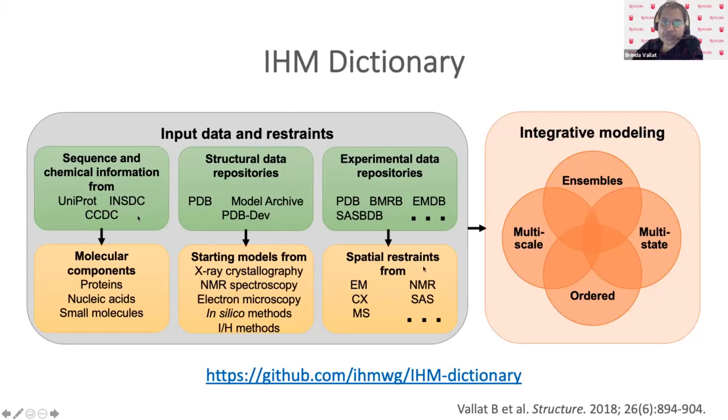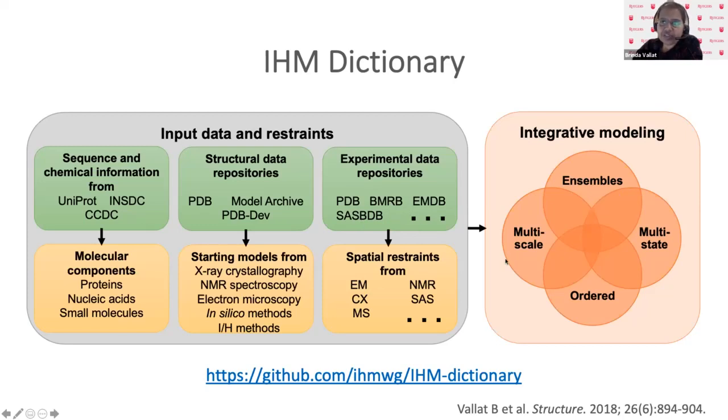Similarly, the input spatial restraints derived from experiments such as cross-linking, SAS, FRET, etc., along with references to data residing in other experimental data repositories such as PDB, BMRB, EMDB, SASDB. All these are also captured in the IHM dictionary as these are specific for integrative modeling.